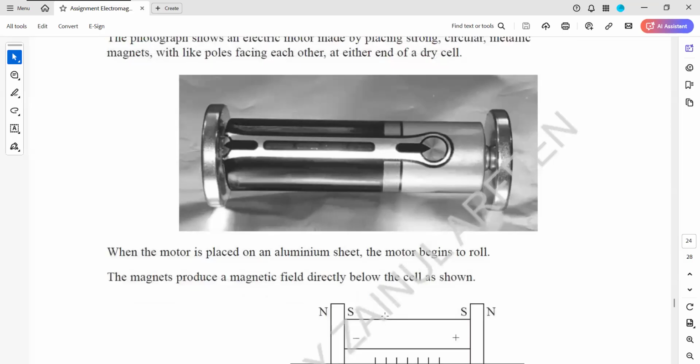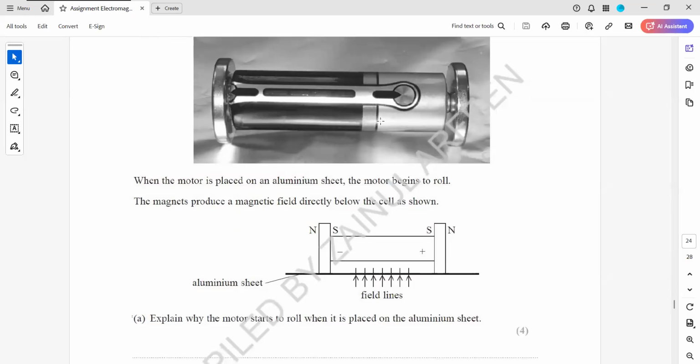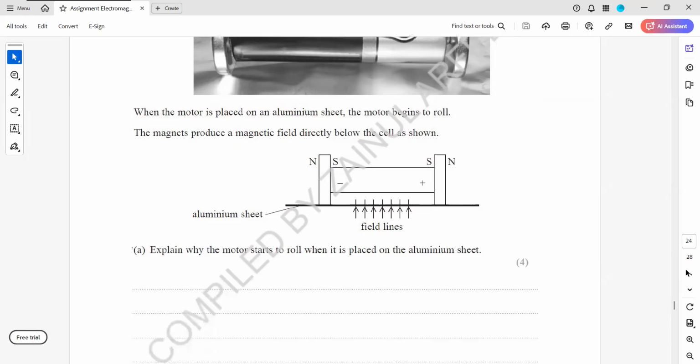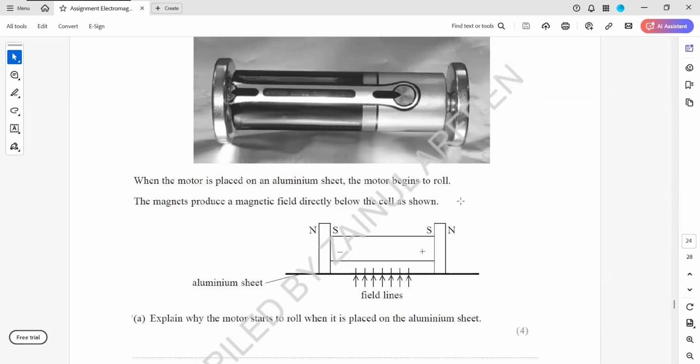Maybe you have seen on the internet this video about the motion of a cell when the two magnetic poles are placed. When the motor is placed on an aluminum sheet, you can see this is placed on an aluminum sheet, the motor begins to roll, and the magnets produce a magnetic field directly below the cell. These are the magnetic field lines. Explain why the motor starts to roll when it is placed on an aluminum sheet.